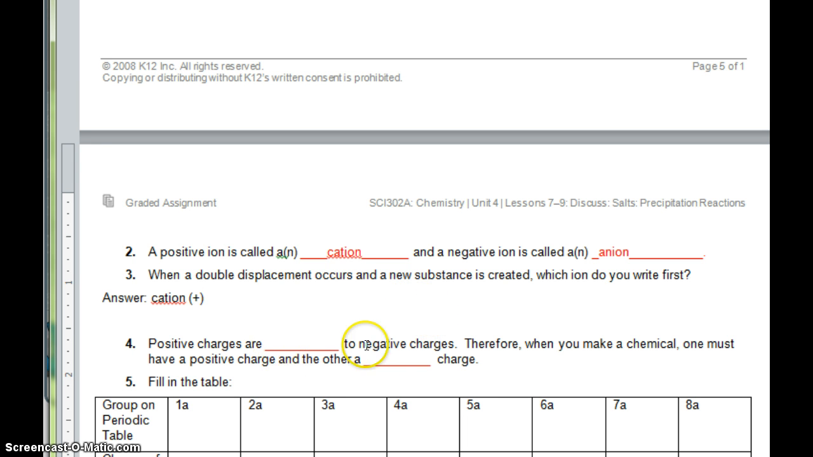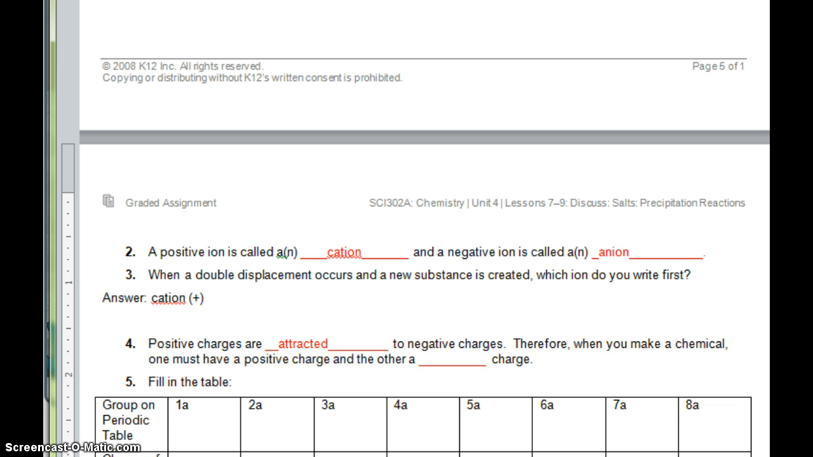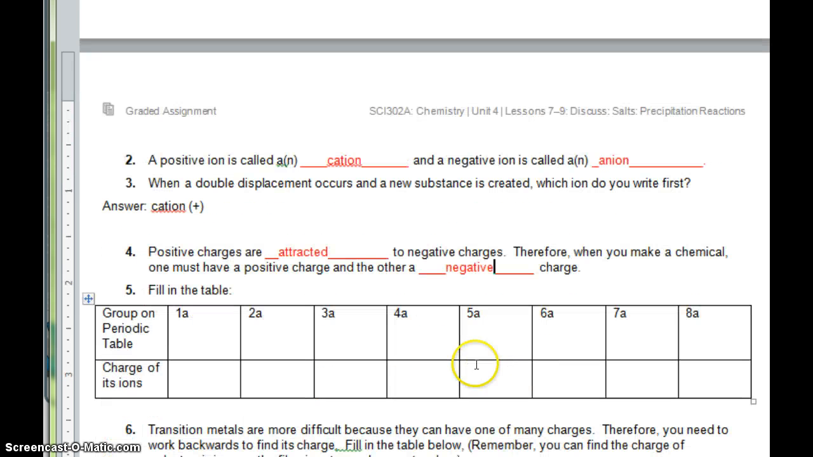Positive charges are blank to negative charges. Are they attracted or repelled? They're attracted. Therefore, when you make a chemical, one must have a positive charge and the other must have what kind of charge? A negative charge. All right, I want you to look at your periodic table and group 1 with hydrogen and lithium and sodium. What charge are all of those ions going to have?